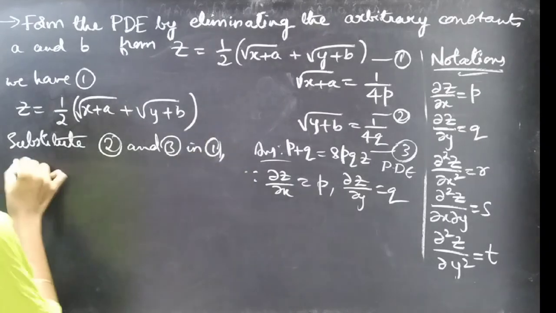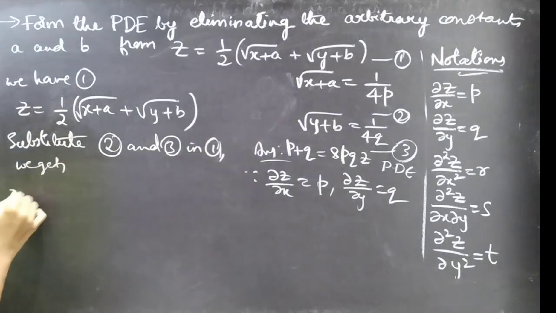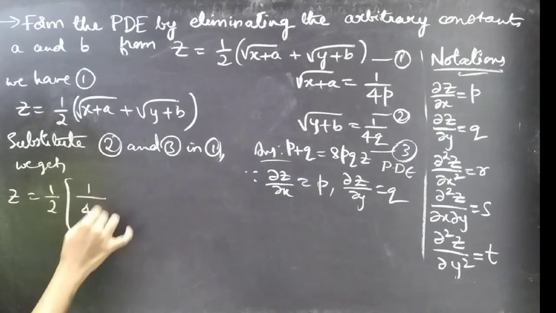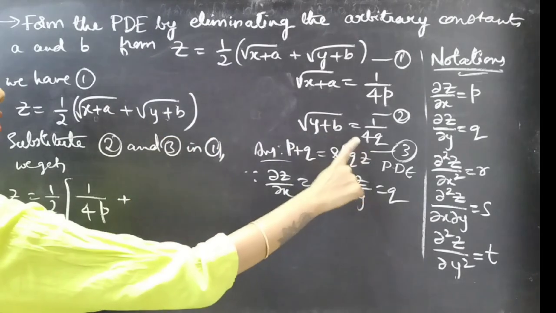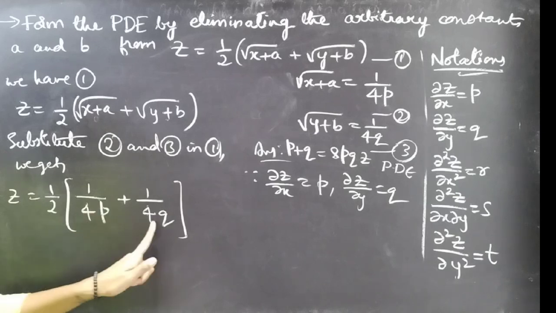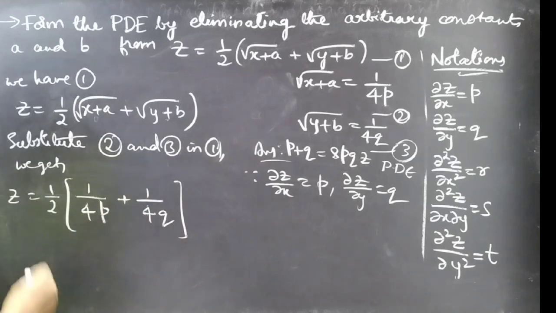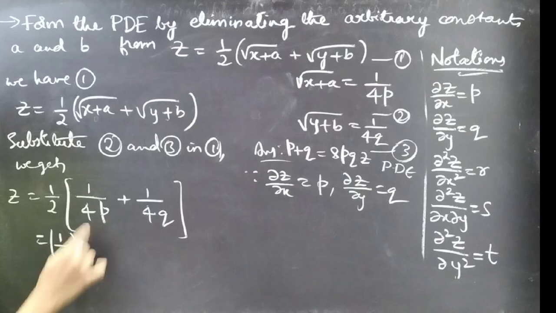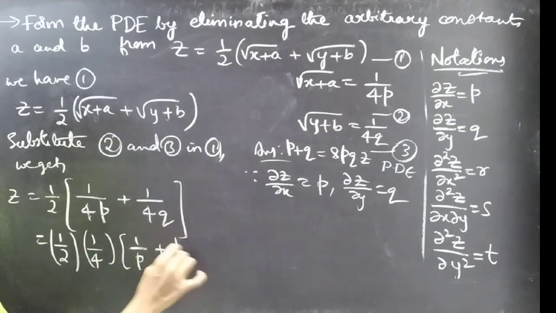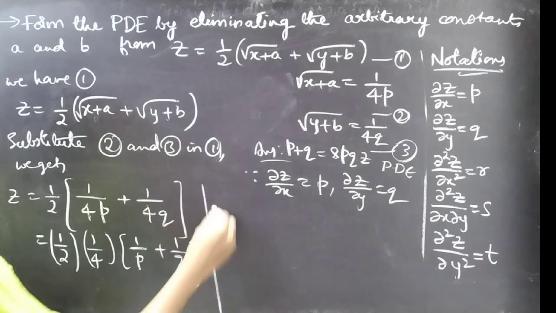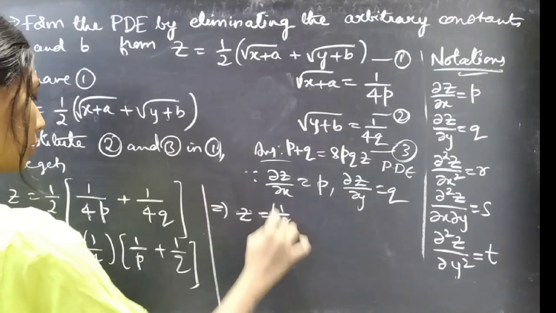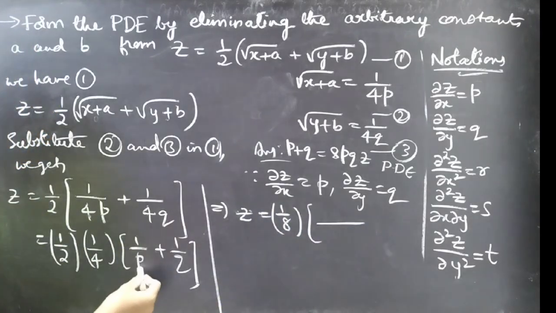We get z equal to 1 by 2 into square root of x plus a, which is 1 by 4p by equation 2, plus square root of y plus b, which is 1 by 4q by equation 3. Now take 1 by 4 common from these two terms. We'll get 1 by 4 times 1 by p plus 1 by q, which gives us 1 by 8 into 1 by p plus 1 by q.